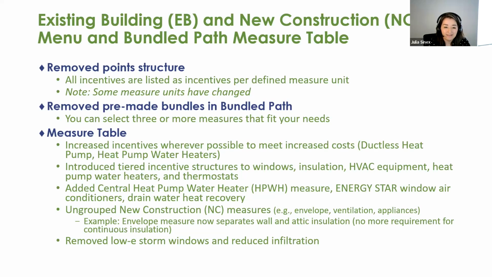We also added a handful of new measures, such as central heat pump water heaters, energy efficient window ACs, as well as drain water heat recovery. And then another thing that we did was we ungrouped those new construction measures that were previously grouped together. And specifically, that's going to be the envelope measure, the ventilation measure, and the appliances. Lastly, we removed a couple of measures, and those are the low storm windows and the reduced infiltration measure. All right, next slide, please.